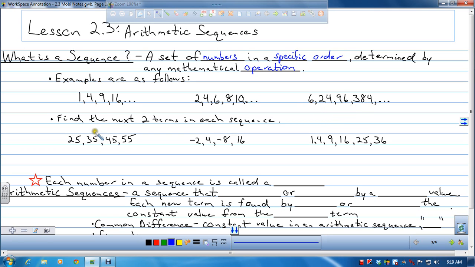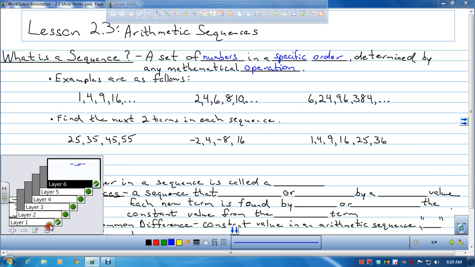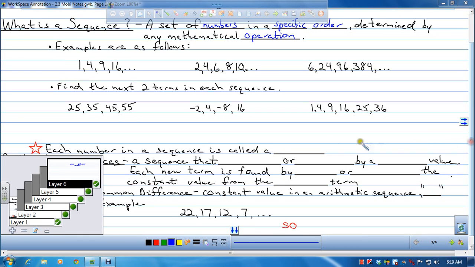So I'm going to pause, you'll pause the video here, and why don't you go try to find the next 2 terms in each one of these sequences. Okay, now that you're back, hopefully, you will notice, whoops, let me scroll down a little bit so you'll be able to see.